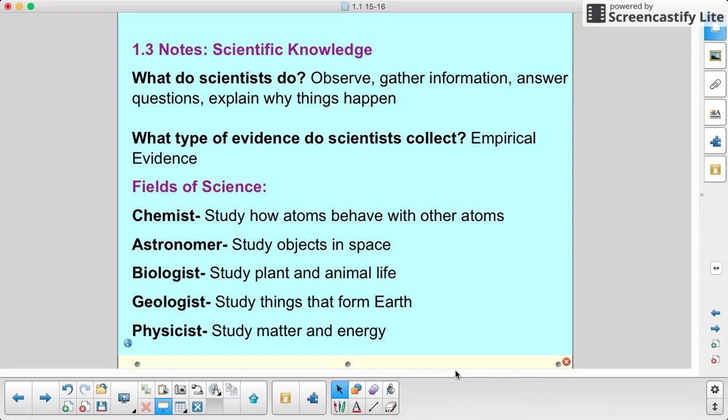It's possible to go into smaller fields within these fields of science as well. For example, marine biology is a type of biology that only studies living things that are found in water.